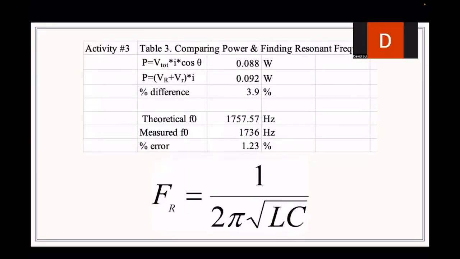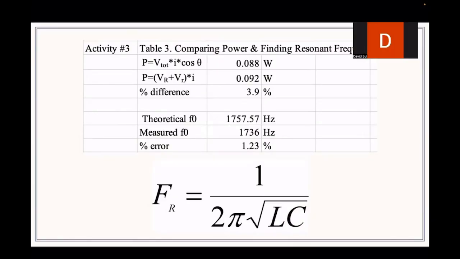For activity number 3, we compared the power using two different equations, and these have a 3.9% difference, which is pretty accurate. For our last activity, we tried to find the resonant frequency. Theoretically, using this formula with the given inductance and capacitance, we found the theoretical value of 1757.57 hertz.